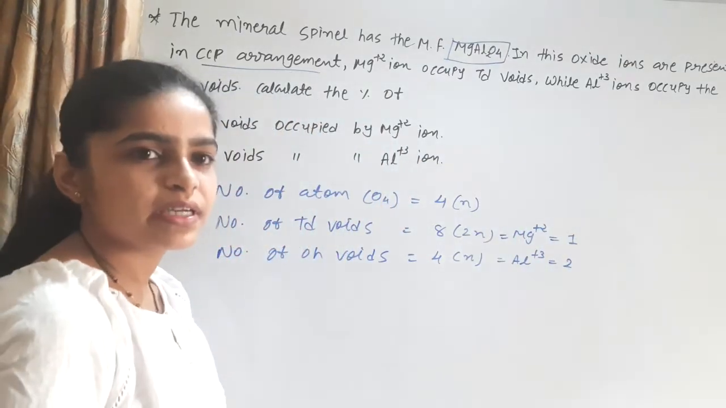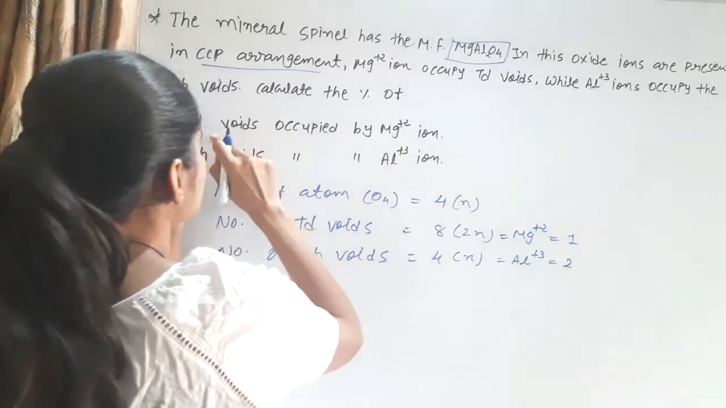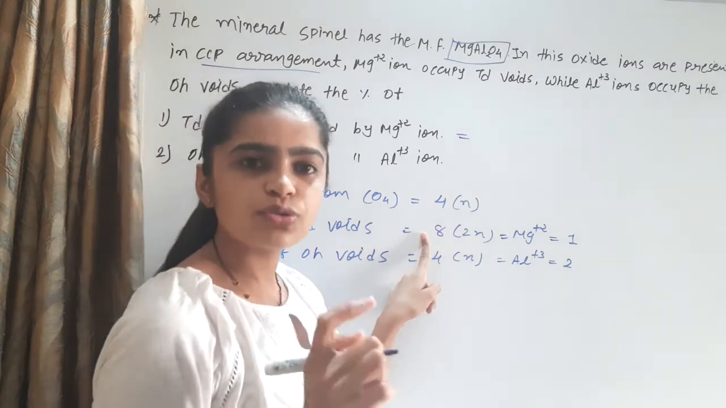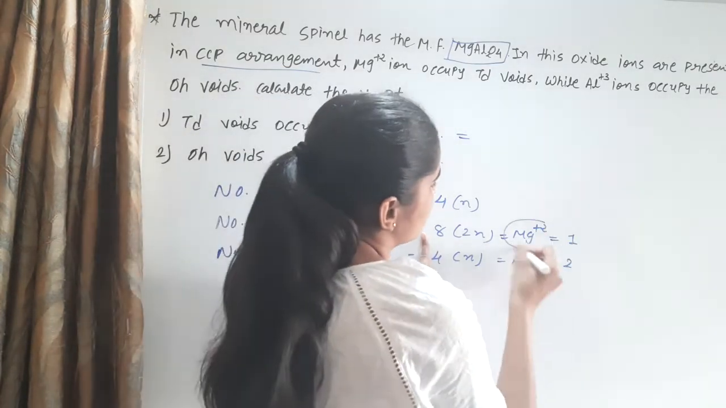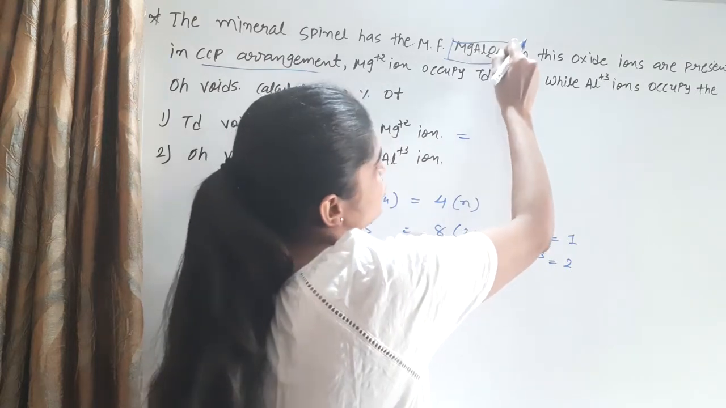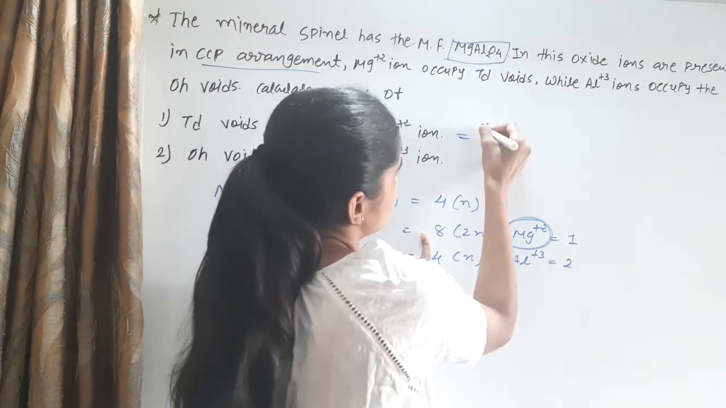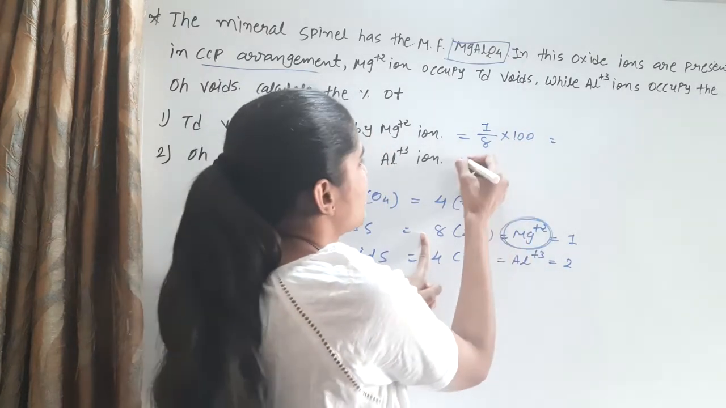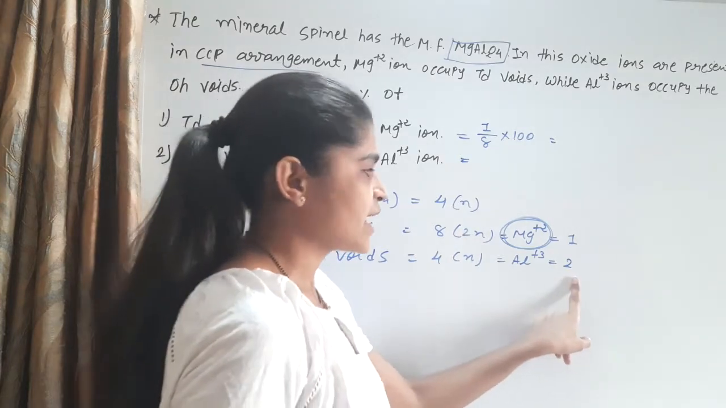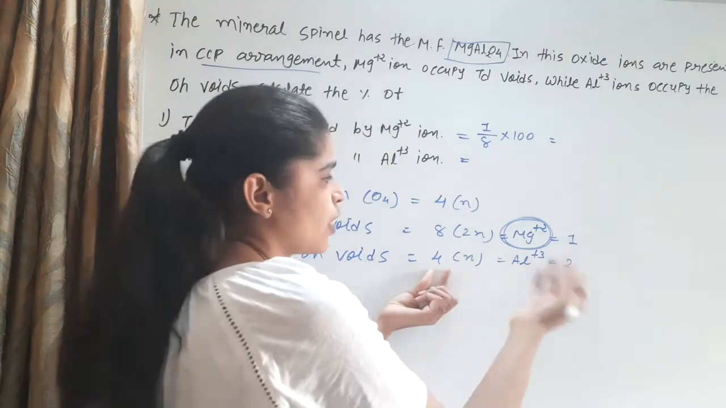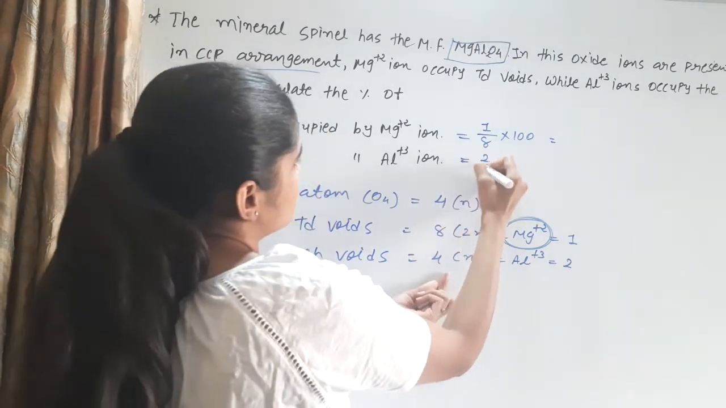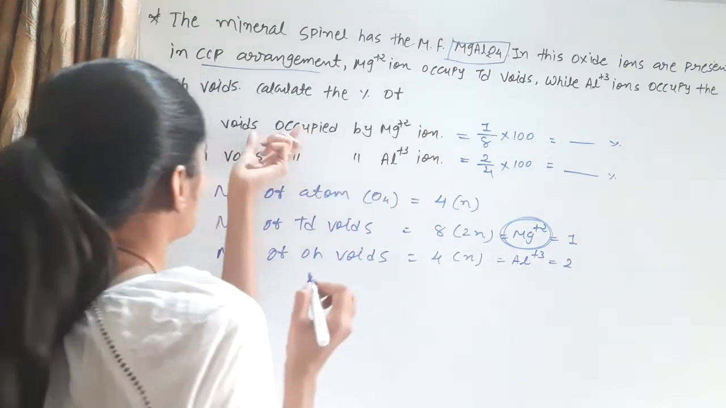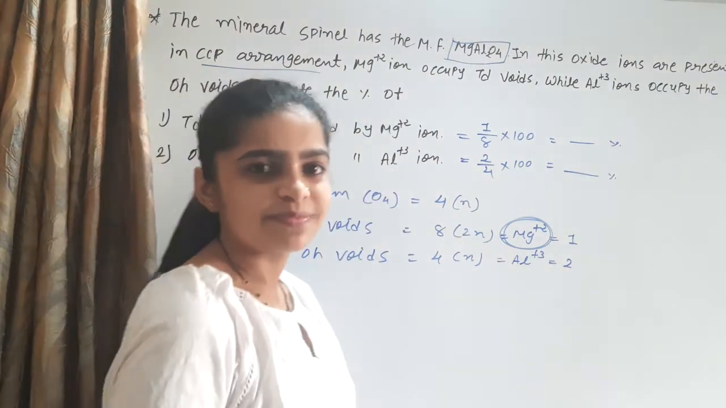How to find out the percentage? First, we find out the tetrahedral voids occupied by Mg2+ ion. Total tetrahedral voids is equal to 8, but in our given formula MgAl2O4, 1 is present. So this is 1 divided by 8 into 100, the percentage. And then 2 octahedral voids are present out of 4, so this is 2 by 4 into 100. That way we find out the percentage of tetrahedral voids and octahedral voids.